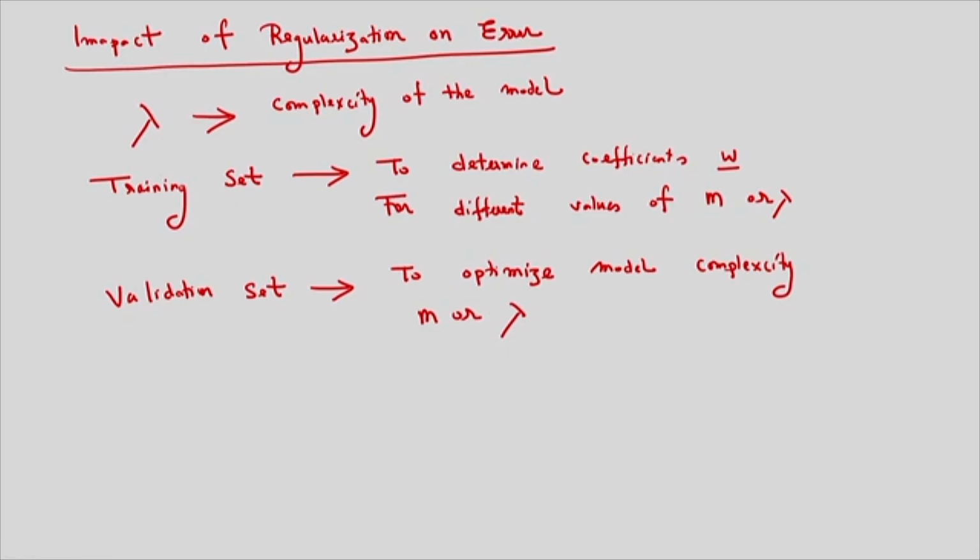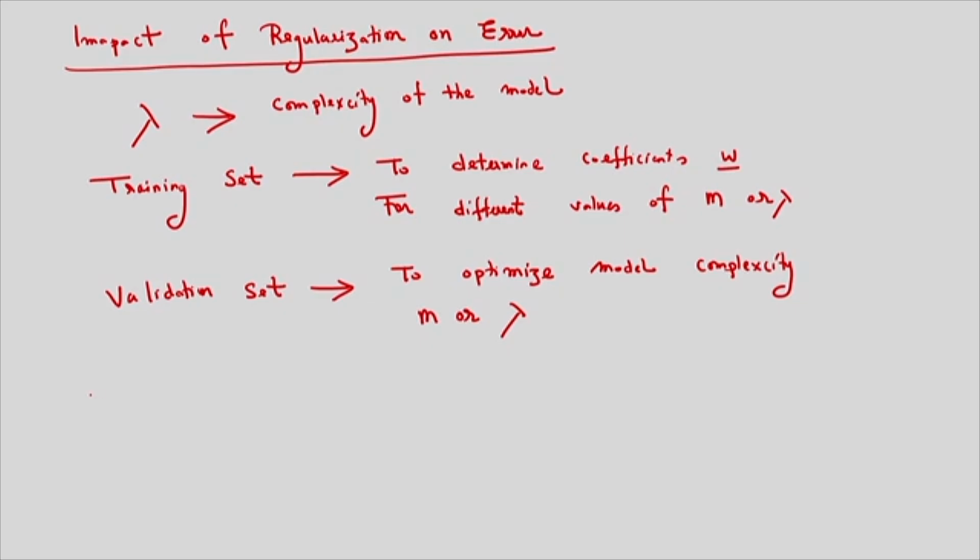So, for the training, what we have to consider? We have to determine the coefficients of W for different values of m or lambda. And for the validation, what we have to consider? We have to optimize the model complexity by considering m or lambda. So, this is the approach. These are the techniques for controlling the overfitting.